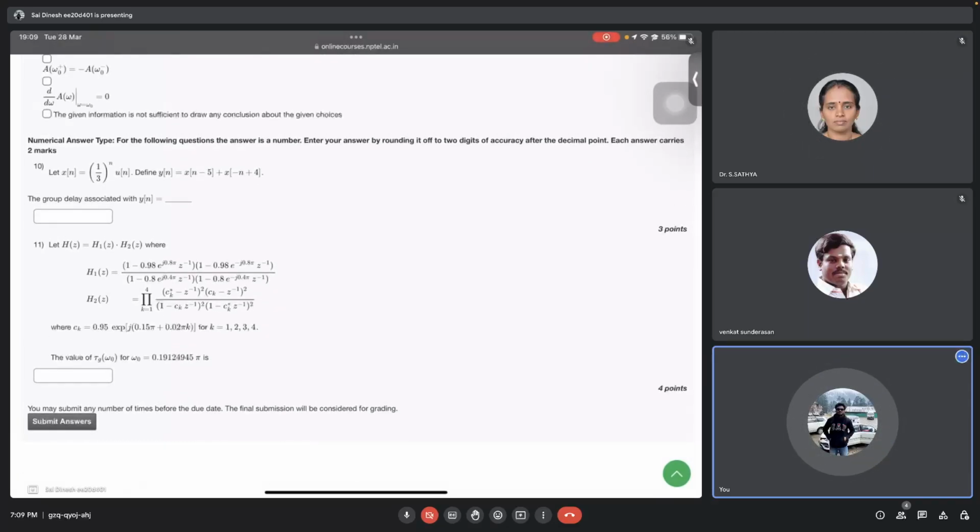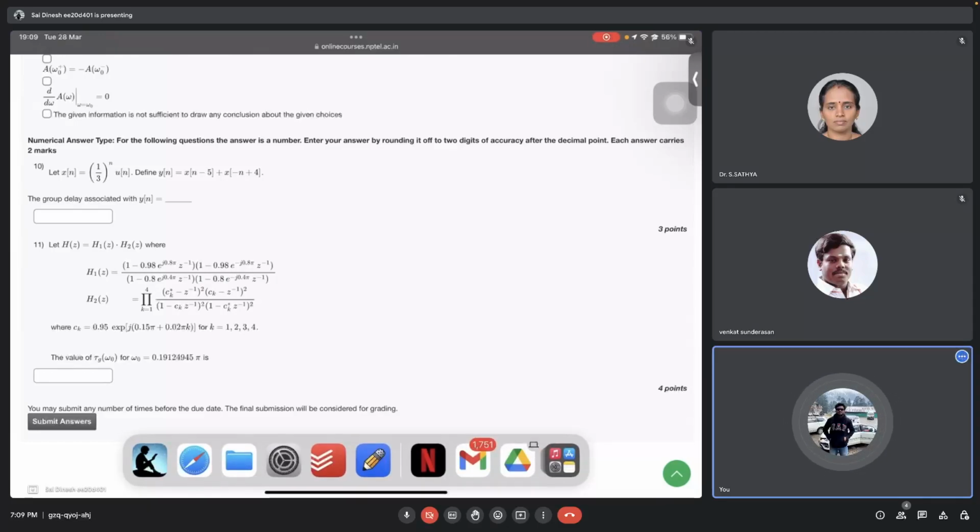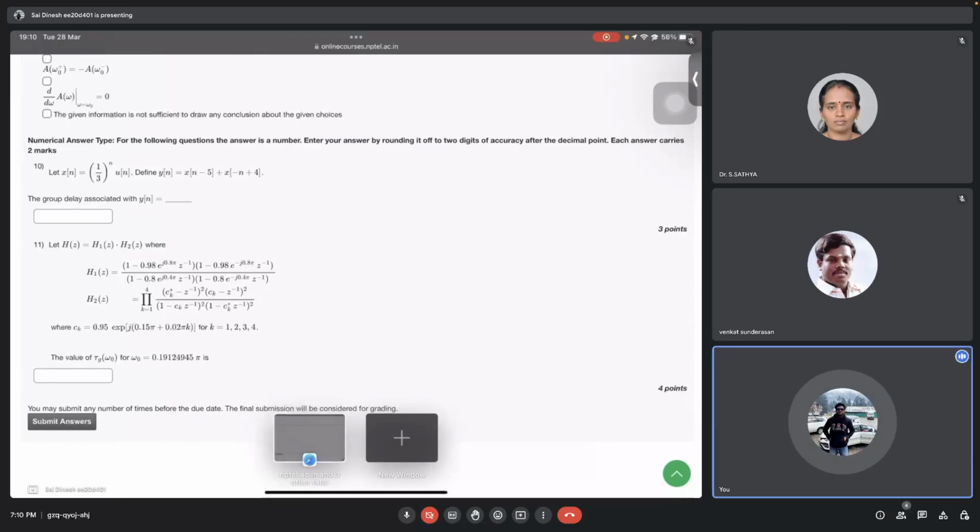Okay. So h of z is h1 of z into h2 of z, where h1 of z is given and h2 of z is given. We said that. So we have a particular h of z. Here we have zeros which are reciprocal, and then poles also which are reciprocal at 0.8 pi and 0.4 pi.